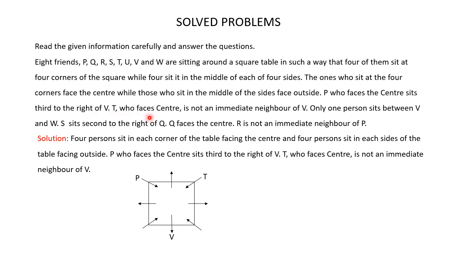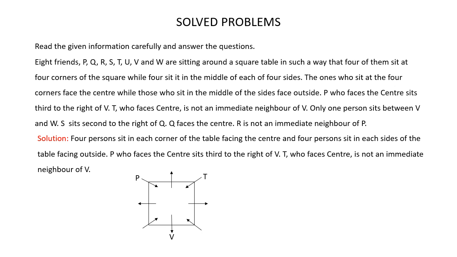T, who faces center, is not an immediate neighbor of V. Only one person sits between V and W. S sits second to the right of Q. Q faces the center. R is not an immediate neighbor of P.